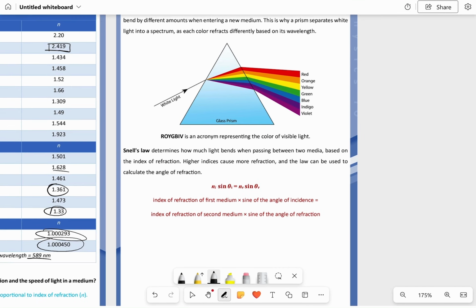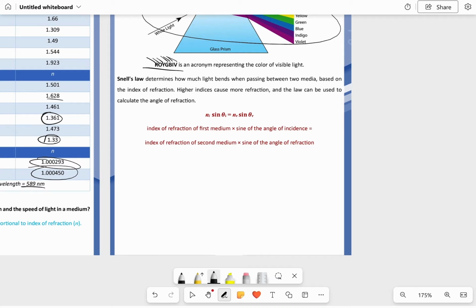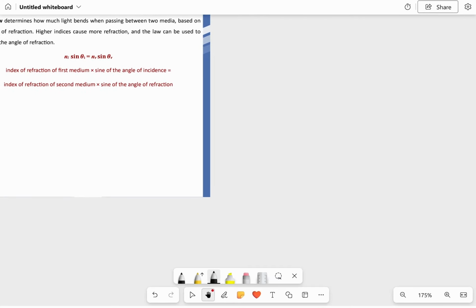Snell's law is basically a repetition of reflection, which we studied. About the electromagnetic spectrum, when we studied visible light, it is basically analyzed into 7 colors. We have an acronym for this, which is ROYGBIV. It denotes red, orange, yellow, green, blue, indigo, and violet. Most importantly, we have Snell's law.